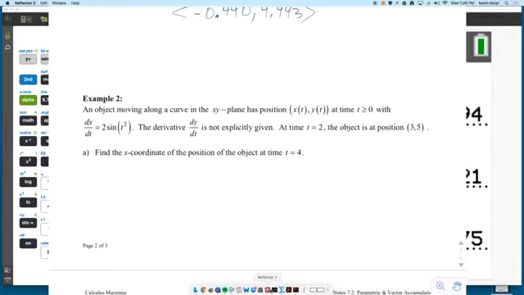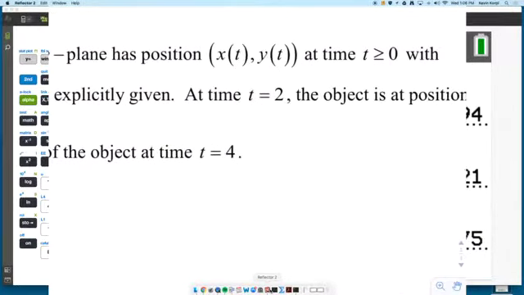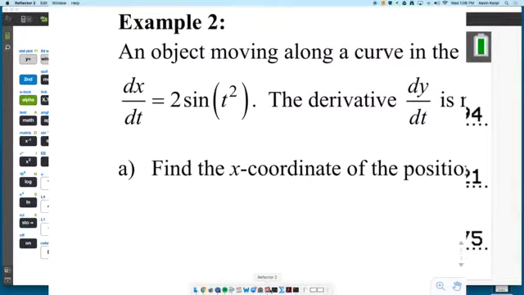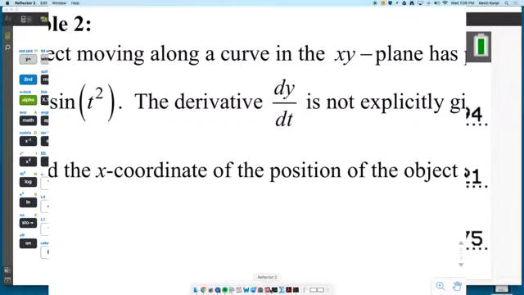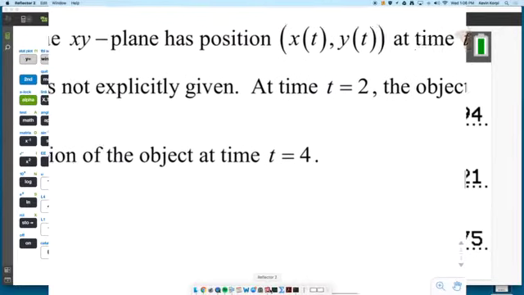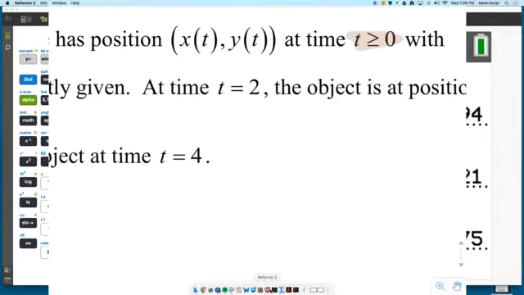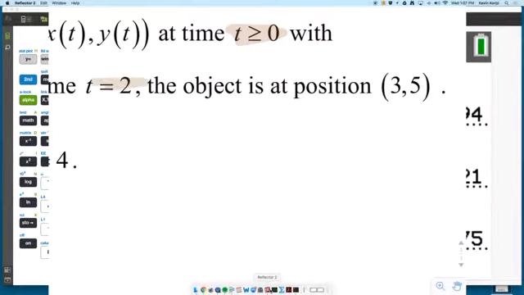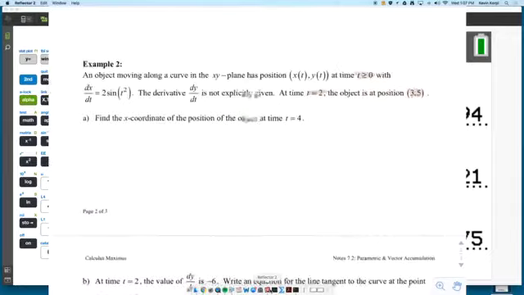All right, number 2. An object moving along the curve in the xy plane has positions of this. So not derivatives, positions. Not in chevrons, no big deal. For time greater than or equal to 0, with dx dt, or x prime of t, it's 2 sine of t squared. The derivative dy dt is not explicitly given. Dx dt is. At time t equals 2, the object is sitting at the point 3,5. So we have our initial condition again.